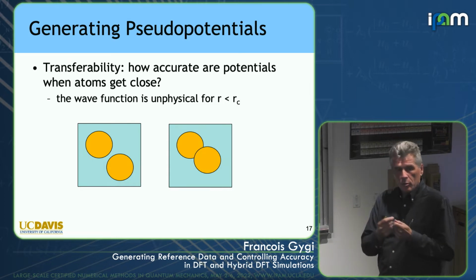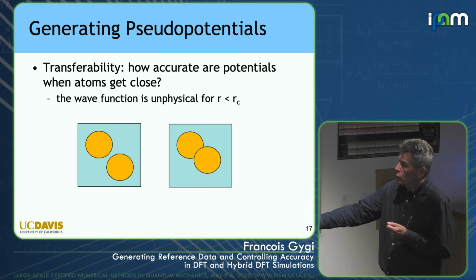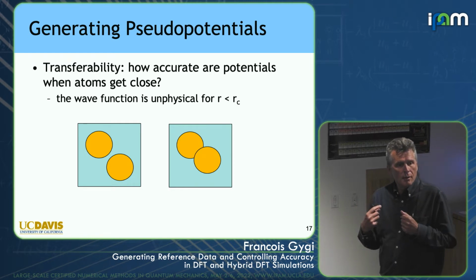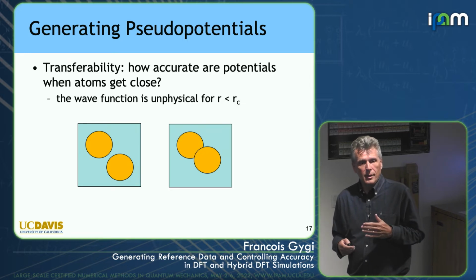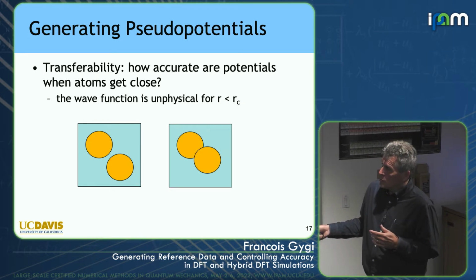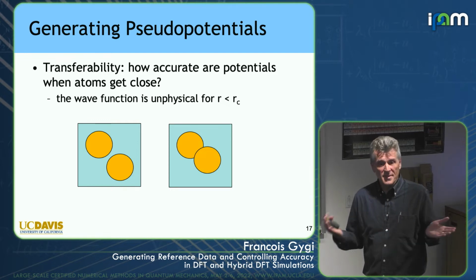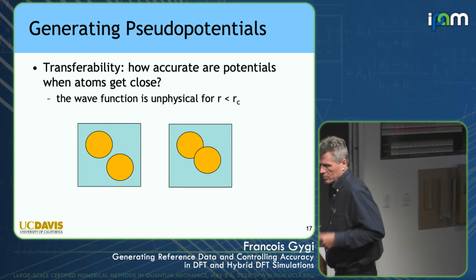So if atoms get close to each other, you can reach situations where the region where the solution is physical disappears. If you look at things like the oxygen dimer or the nitrogen dimer, you will see that this region where supposedly you have an accurate solution is pretty small. Now, how bad is that? Is that a problem? How do we check that?